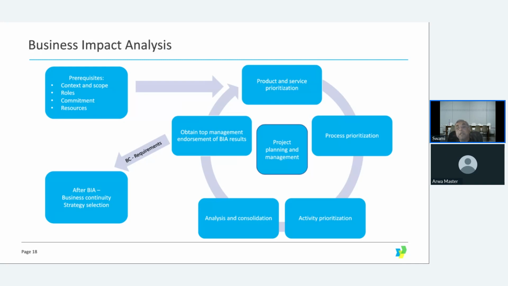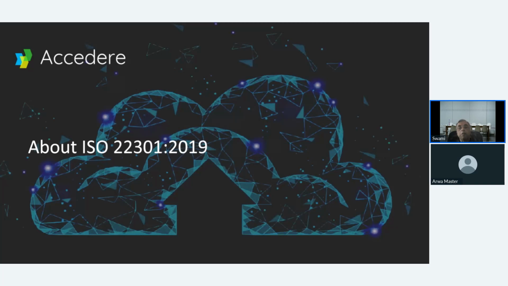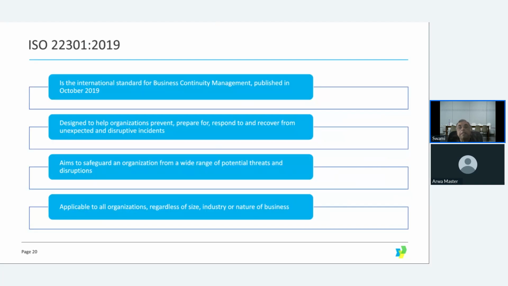This is how the business impact analysis is being framed. Now, coming back to ISO 22301, this is the business continuity management system standard published in October 2019. This is the latest version, designed to help organizations prevent, prepare for, respond to, and recover from any unexpected and disruptive incidents.